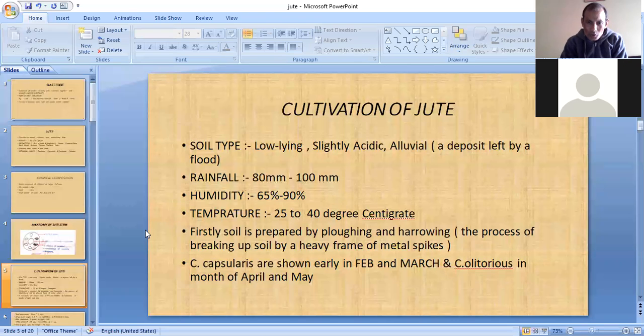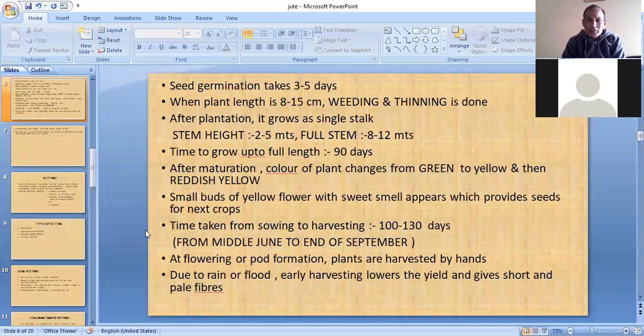Corchorus capsularis is sown early in February and March, whereas Corchorus olitorius is sown in the months of April and May. Seed germination takes 3 to 5 days. When plant length is 8 to 15 centimeters, weeding and thinning is done. After plantation, it grows as a single stalk. Stem height in the beginning is 2.5 meters, and the full stem height is 8 to 12 meters. Time to grow up to full length requires around 3 months, that is 90 days.